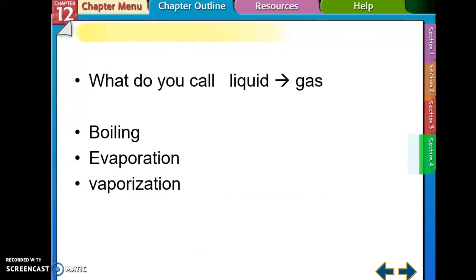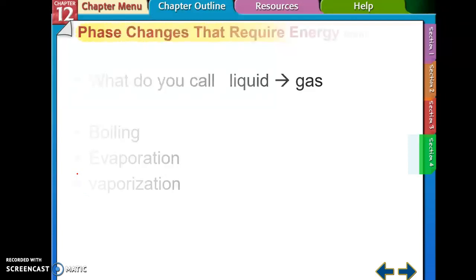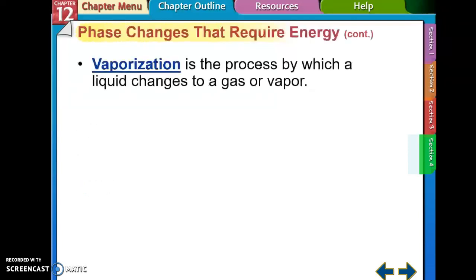So going with talking about putting energy in, when you go from a liquid to a gas, you're putting energy in, typically in the form of heat. And a lot of times we call that boiling, or we call that evaporation. But it's actually called vaporization. So vaporization is the process by which a liquid changes into a gas. Again, you keep adding energy until those liquid bonds are too overwhelmed with adding energy and they break apart. So vaporization is the process by which a liquid changes to a gas or a vapor.